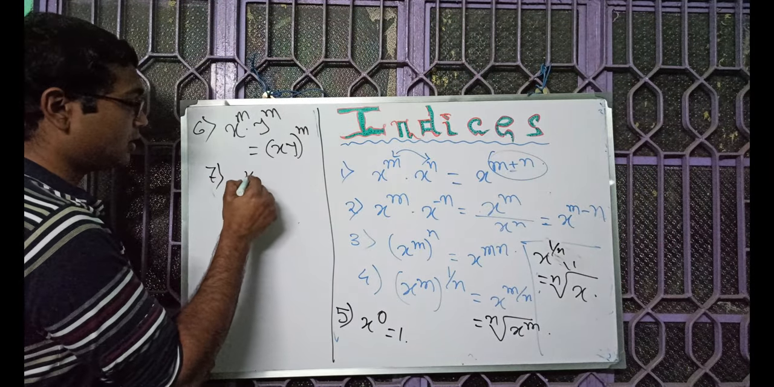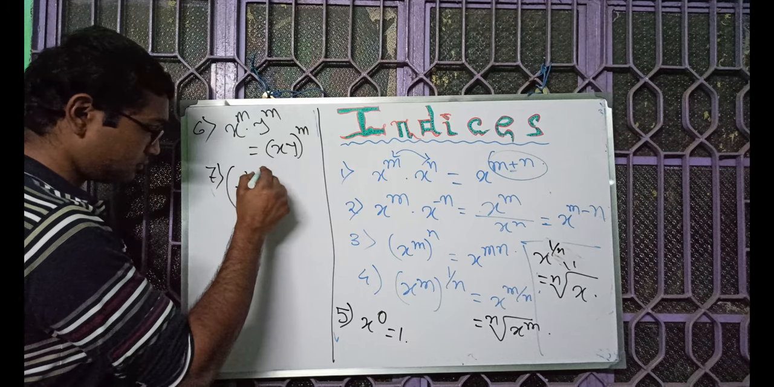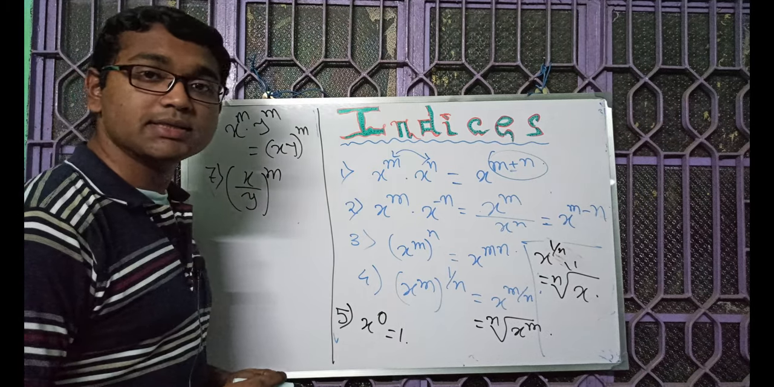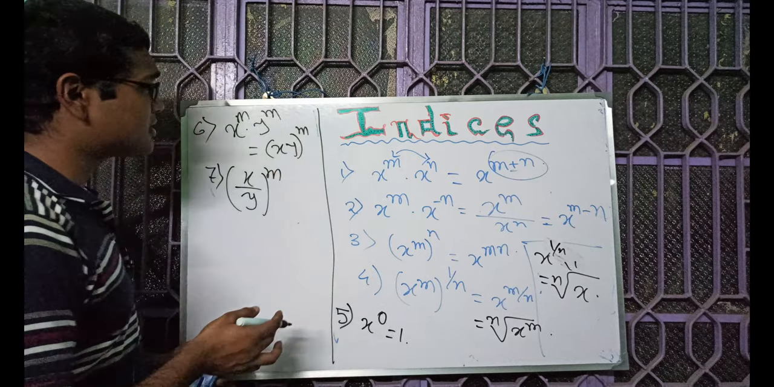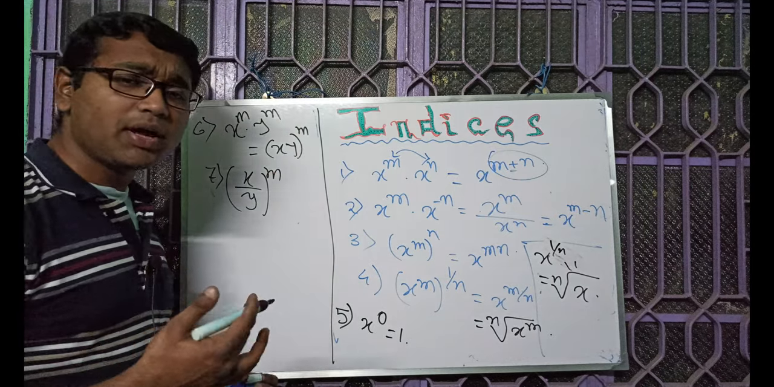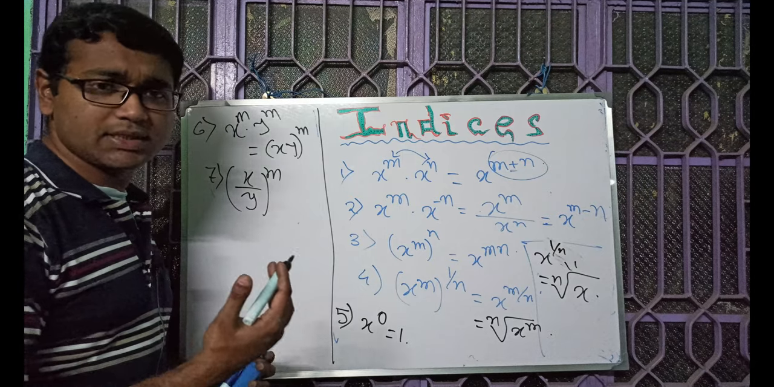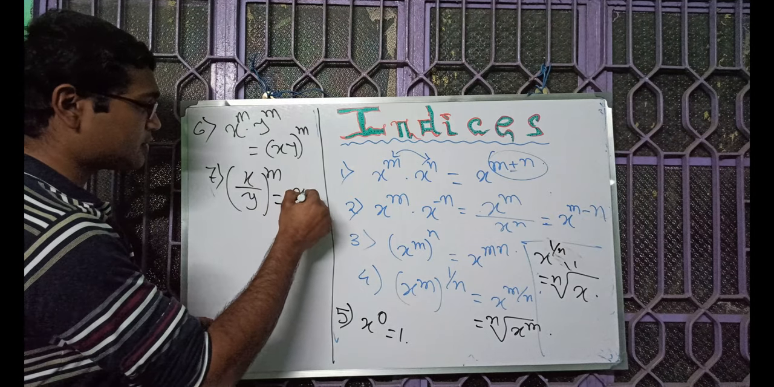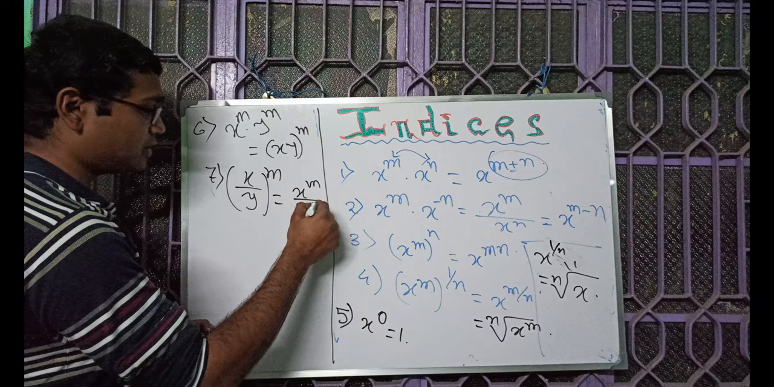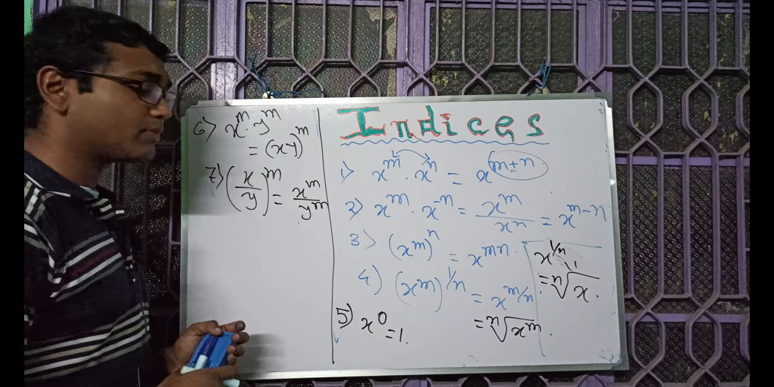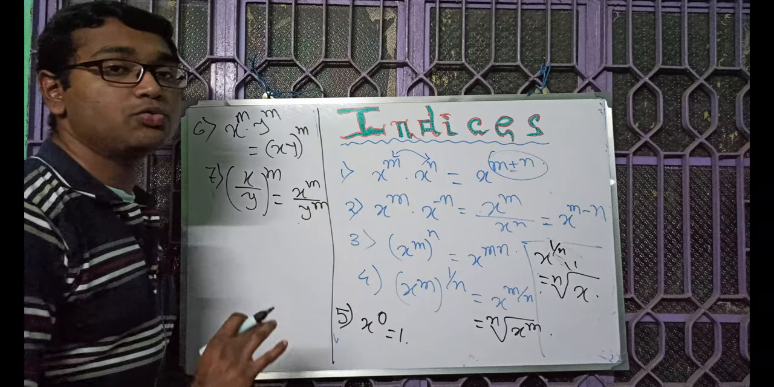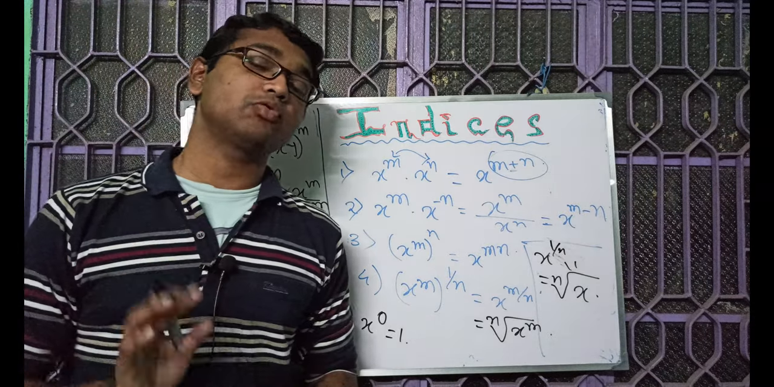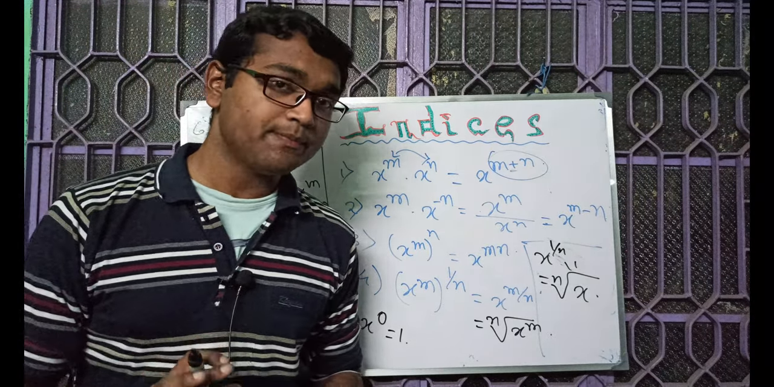Next one, what will happen in this case? Now see, I'm not talking too much about these rules because they're very intuitive. You can think about them somehow. So this one will become x to the power m by y to the power m, right? This is another important rule, and it will be used several times while solving problems, okay?